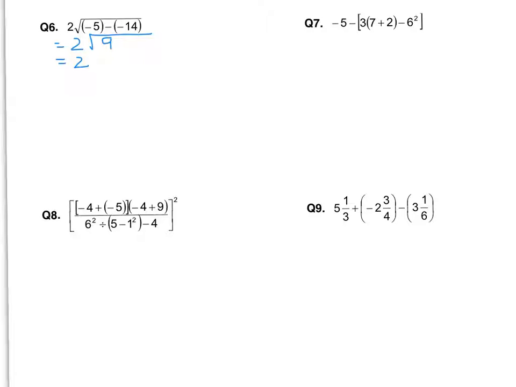So again, the square root's like a bracket. Square root of 9 is really 3. So I'm going to replace that in brackets. So then we have 2 times 3, which is 6. So hopefully you got that one correct.